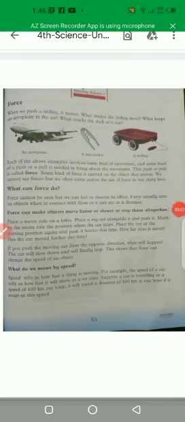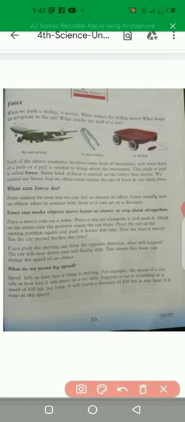A push or pull is known as force. Whenever we push or pull something, it moves. We can say it covers some distance. Here we have three pictures: an aeroplane, a nutcracker and a trolley.